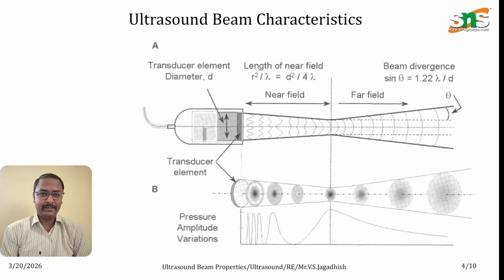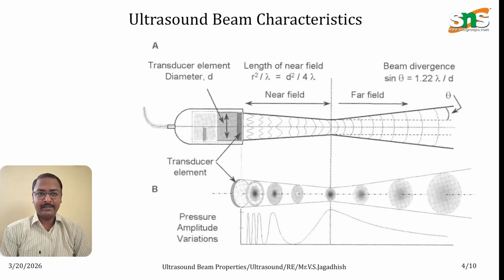Lambda represents the wavelength of the sound wave produced by the crystal, and this gives the length of the near field. If you want to calculate the far field, we use sin theta equals 1.22 lambda by D. D represents the diameter of the piezoelectric crystal, and lambda represents the wavelength of the sound. With these two formulas, we can calculate the near field and the far field.